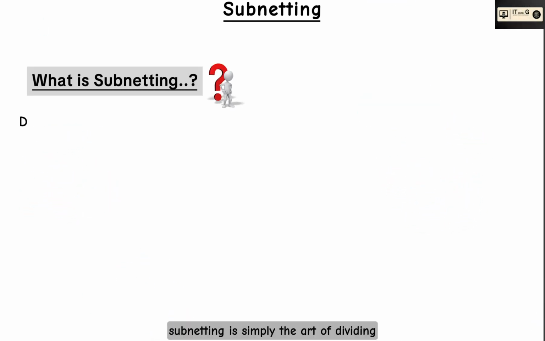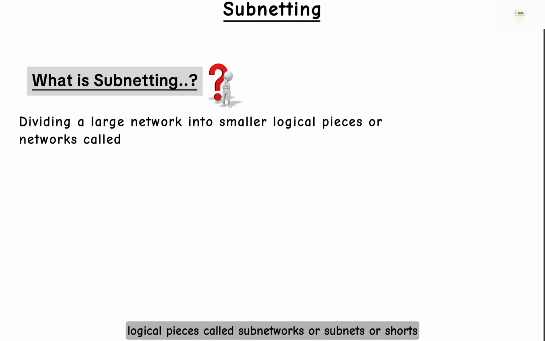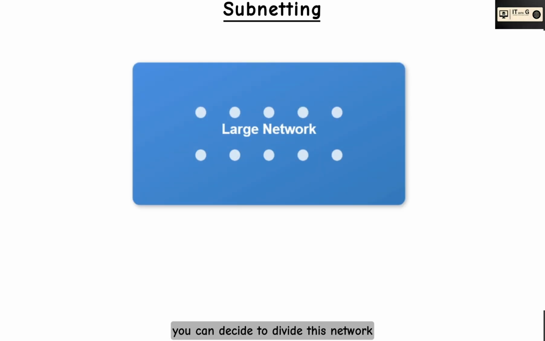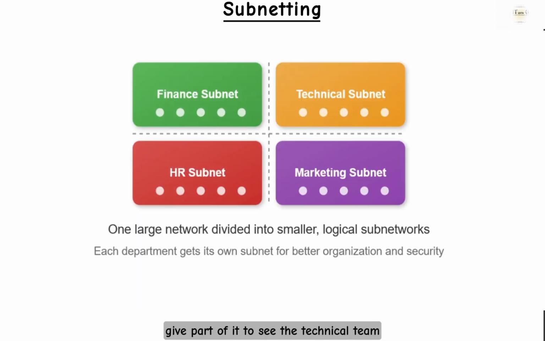Subnetting is simply the art of dividing one large network into smaller logical pieces called subnetworks, or subnets for short. So for instance, if it is an organization, instead of having one big network and everyone connecting to it, we can decide to divide this network, give part of it to the finance department, give part of it to, say, the technical team. So that is what subnetting does. We actually divide the network into parts and pieces that are very manageable.